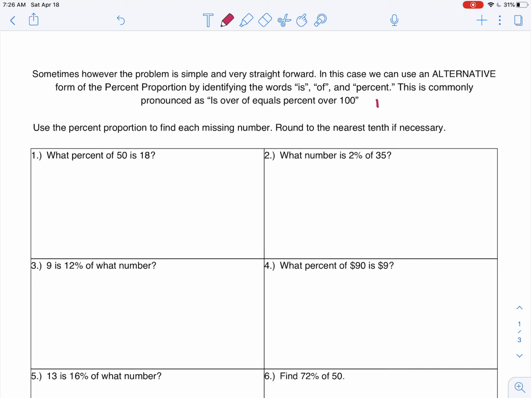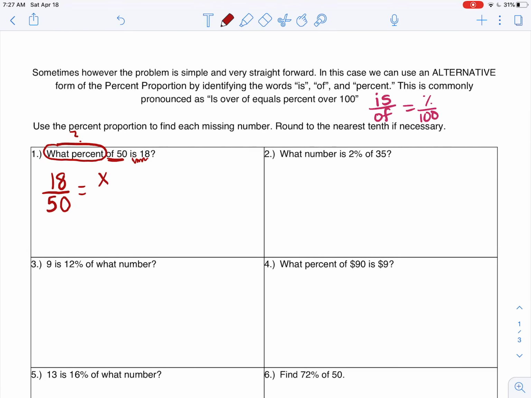Okay, so I'm going to scroll down here. I'm going to rewrite the proportion right here so we can always see it. Is over of equals percent over 100. So number 1 says, what percent of 50 is 18? All right, so I want you to underline this. It says of 50 is 18, okay? So if I'm doing is over of, my is 18, my of is 50, and I want to know what percent. This is what I'm trying to figure out. This is where my variable goes. I don't know what percent. Equals, I'm going to use x for my variable, over 100.